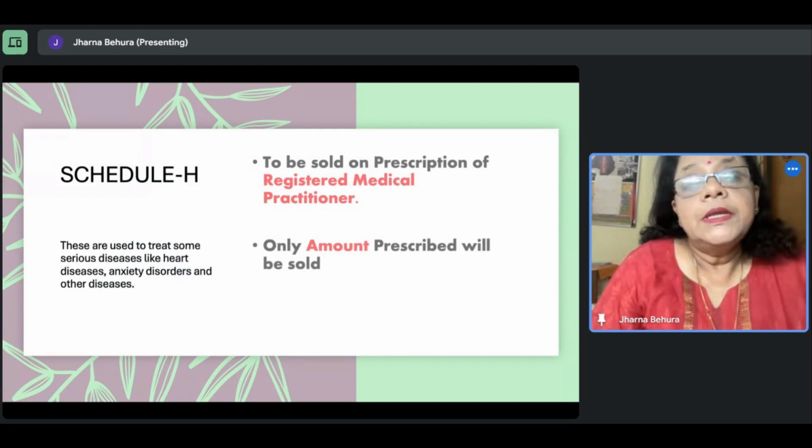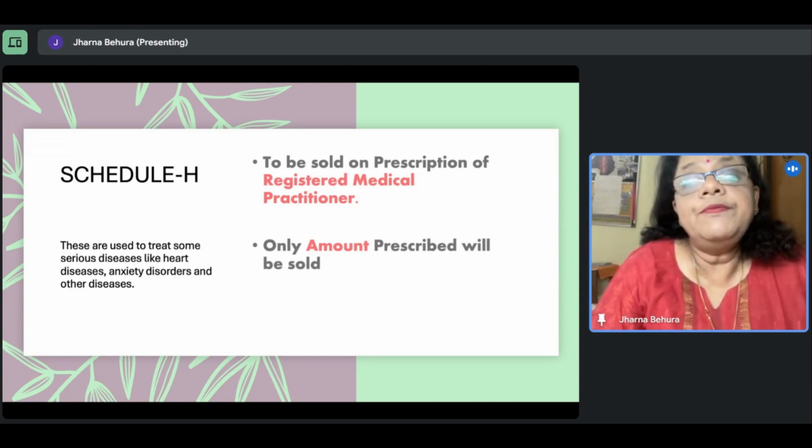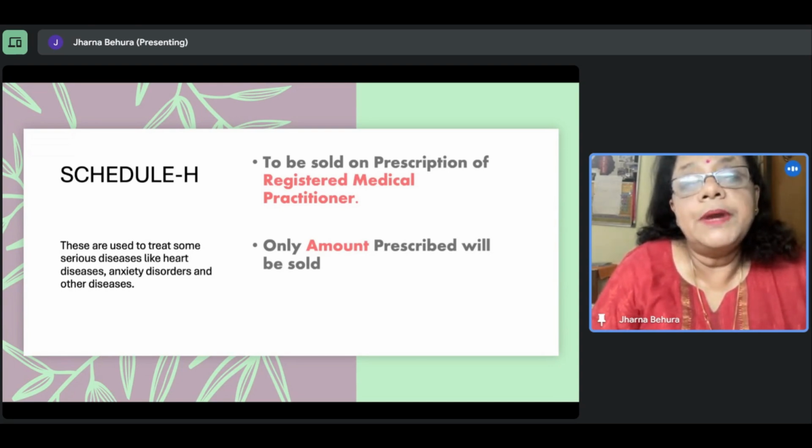Now, Schedule H. These are some of the drugs which are used to treat serious diseases like heart disease, anxiety disorders, and other diseases. Even some antibiotics come under Schedule H. There are almost 550 of them in Schedule H, and they have to be sold under prescription of a registered medical practitioner. Only the amount which is prescribed will be sold, no refills.